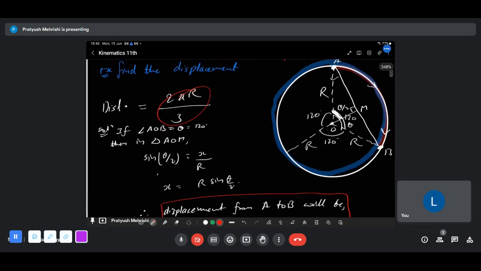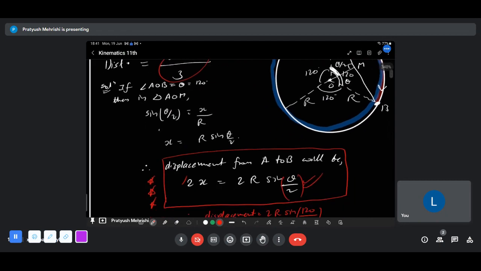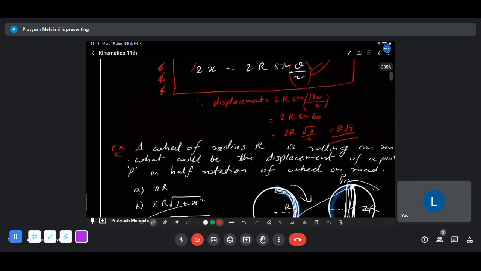And how did we get it? We just used trigonometry. We divided this triangle AOB into two smaller triangles, AOM and OMB. The angle we assumed to be theta at the center, so the angle in the small triangle is theta by 2. So sine theta by 2 will be equal to x upon r. So x is equal to r sine theta by 2, so 2x will be equal to 2r sine theta by 2. That is our answer.